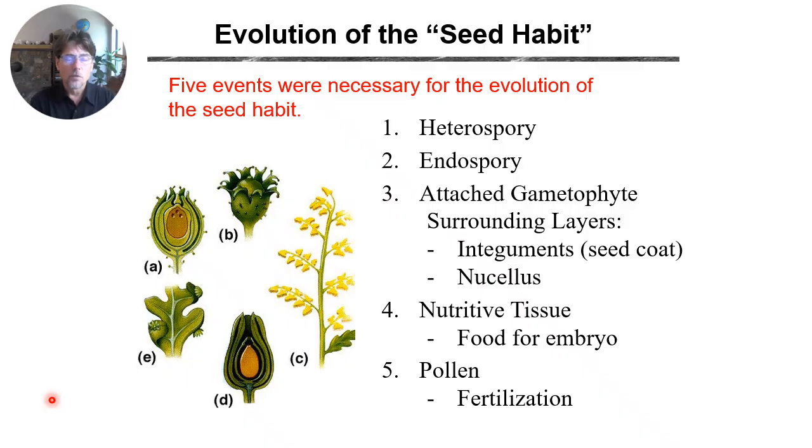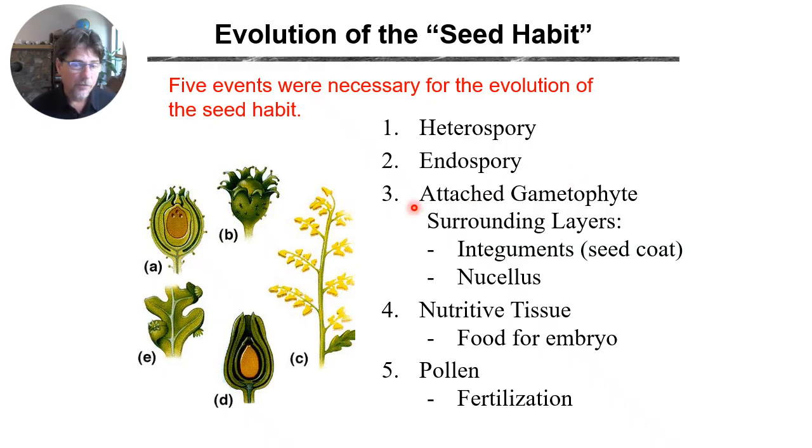But if we are to try to understand how seeds evolved in the first place, several things had to occur to make the transition from a spore habit to a so-called seed habit. And those are listed on the slide here, and I'll go through each one of these in a little bit more detail. Number one, you had to have heterospory. Heterospory, two types of spores, two types of gametophytes.